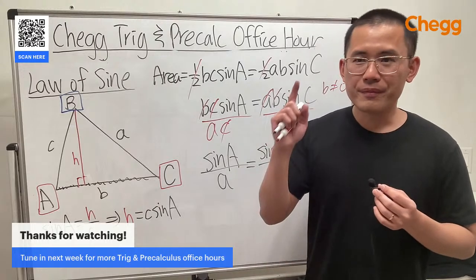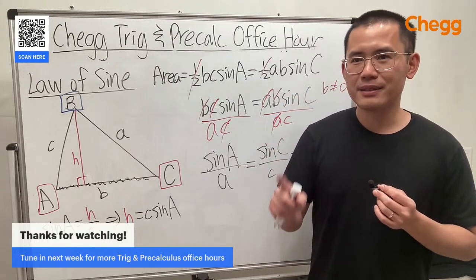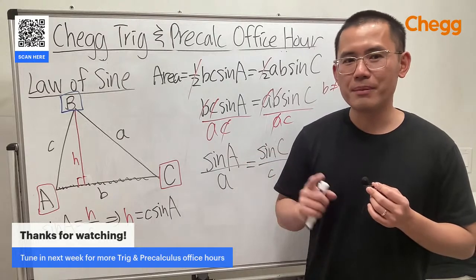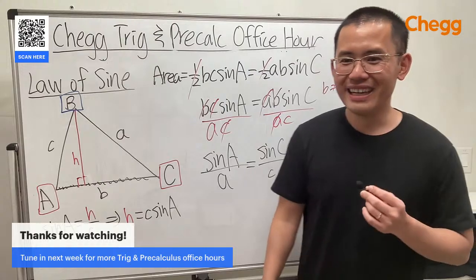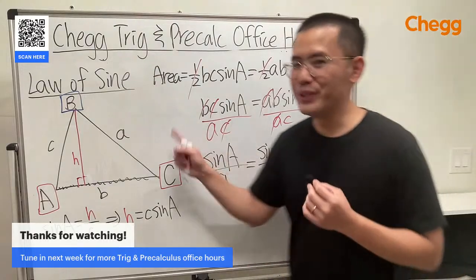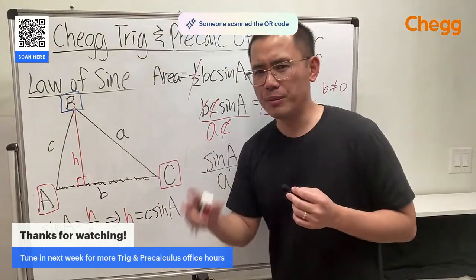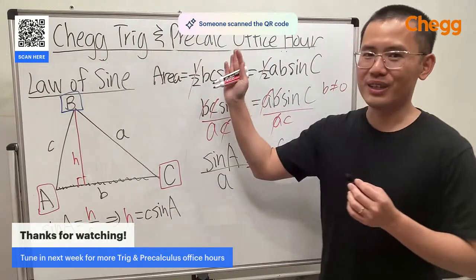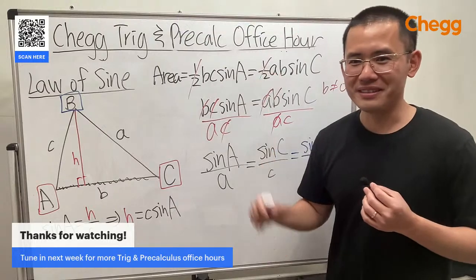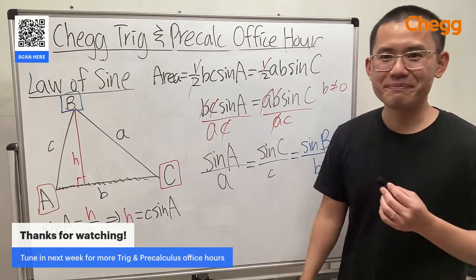All right. So next week, we are going to be back Monday from 6:45 p.m. to 7:45 p.m. Pacific time. And then I will do the tricky law of sine question for you guys. That will be my opening question. And then again, trig and pre-calc. Maybe we can do some algebra things next week for you guys.